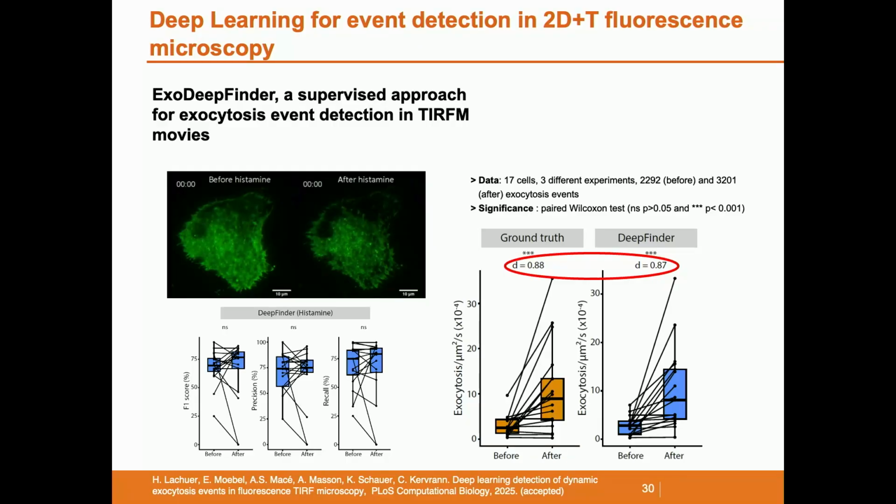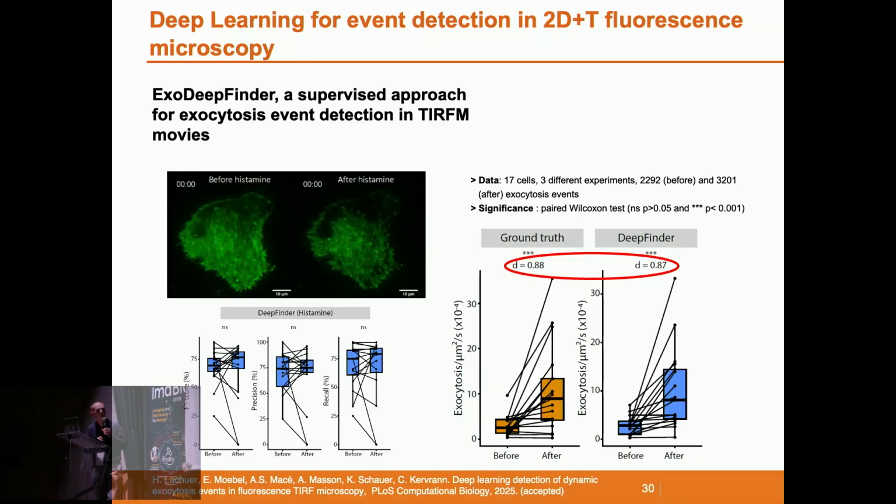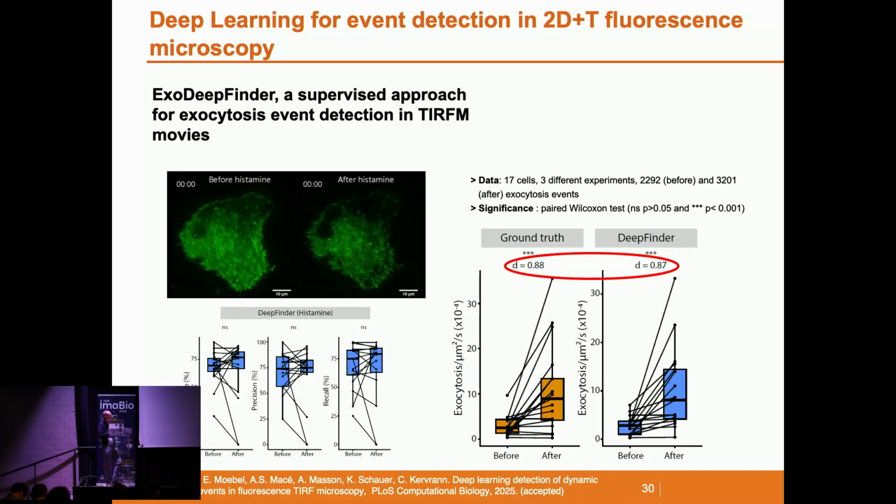And second, we evaluated the capability of the method to imitate the performance of humans, right? And it was quite satisfying here, because the two numbers that you have here tell you that the difference between before and after in the number of events is very similar to what DeepFinder was able to produce. So we imitate the performance of the expert.